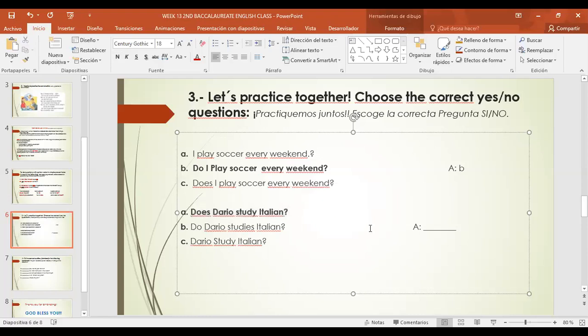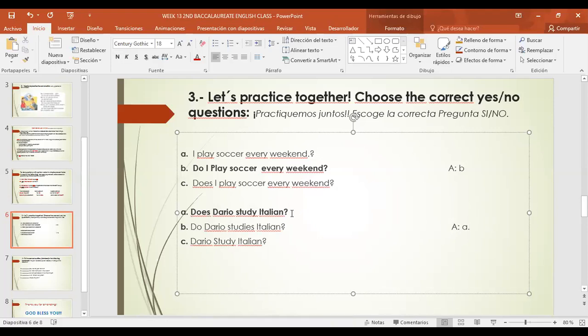That's correct, guys. The correct is letter A, because Darío represents the subject pronoun he. If you remember, with he, she, and it, we use the auxiliary does. Okay, so the correct is A. Very good. Okay, guys, so excellent.